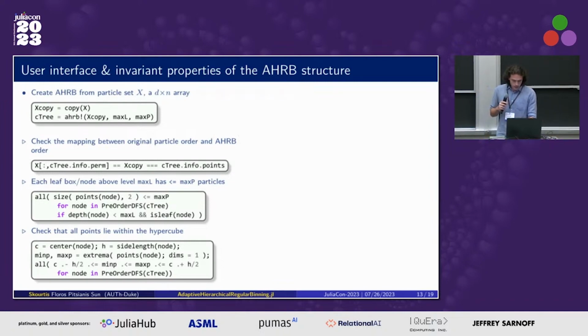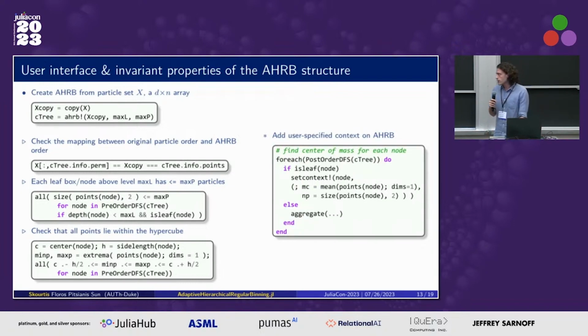All right, so the next, a bit more interesting example is how we find the center of mass for each node. This is assuming that all points are unit mass. And we iterate over all nodes. For the leaf case, we compute the average of the points and the count of the points themselves as well. And we set it to the context of the node, which is the user context I already mentioned.